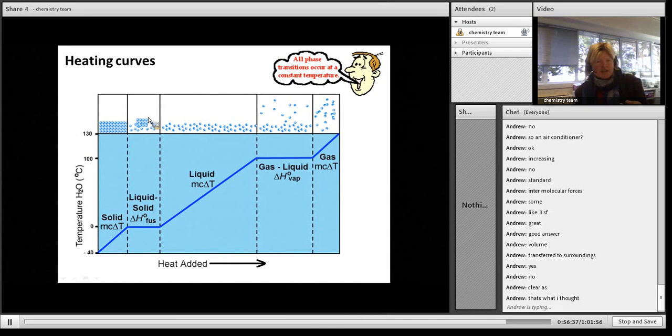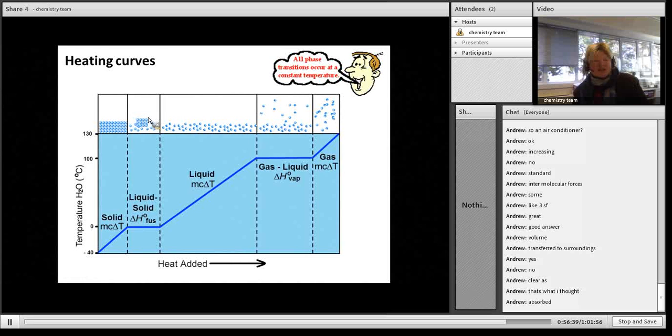What is happening to that heat? We can't make the heat disappear, so it's got to go somewhere. It's being absorbed by the solid, and that energy is being used to break the bonds. We won't be breaking all of them because it's just a fusion, so it'll be breaking some of the bonds.